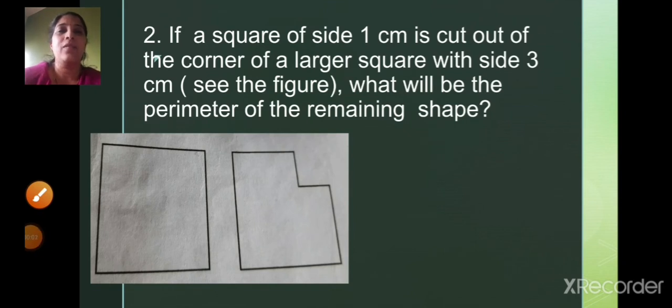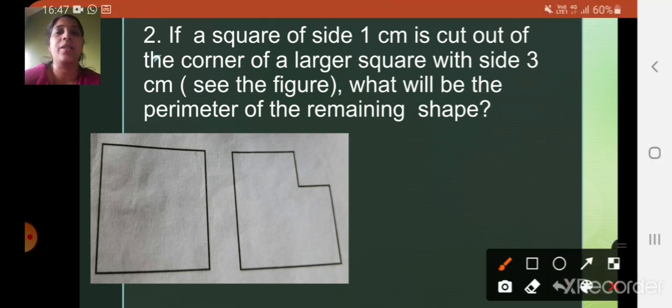Let's move to the second one. If a square of side 1 centimeter is cut off the corner of a larger square with side 3 centimeter, what will be the perimeter of the remaining shape? Now you can see here, children, there are 2 figures. Now this is the square. As you all know, a square has got all the 4 sides equal, so everywhere it will be 3 centimeter on all 4 sides. Now let's see the second figure.